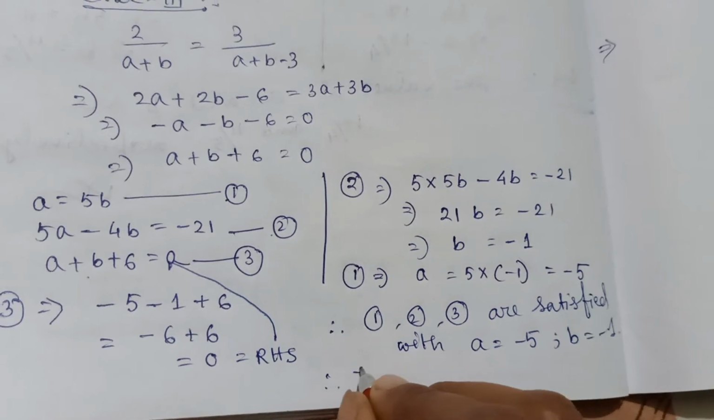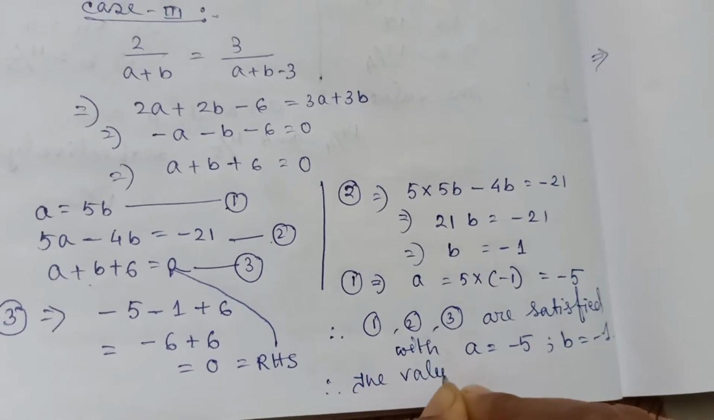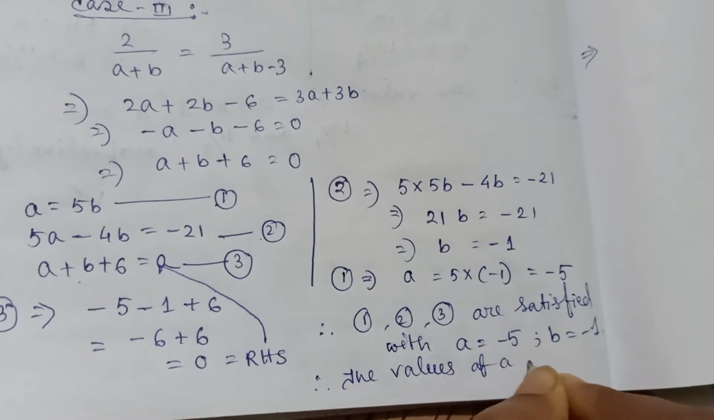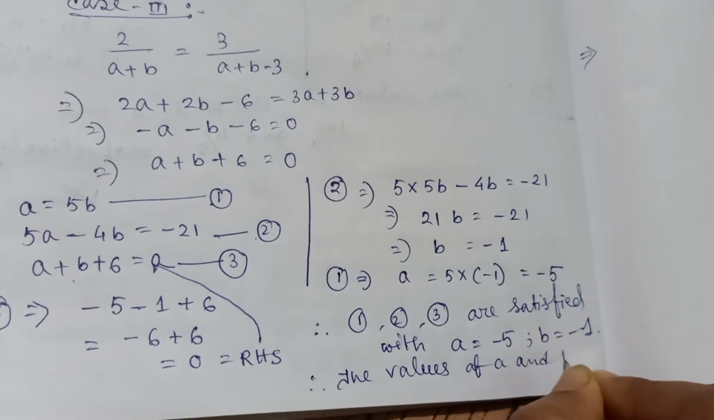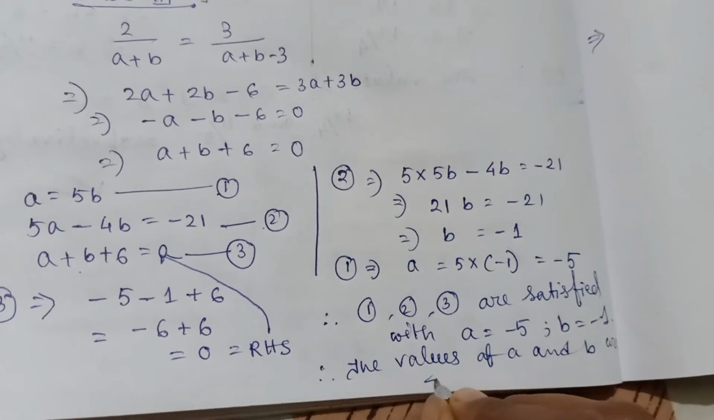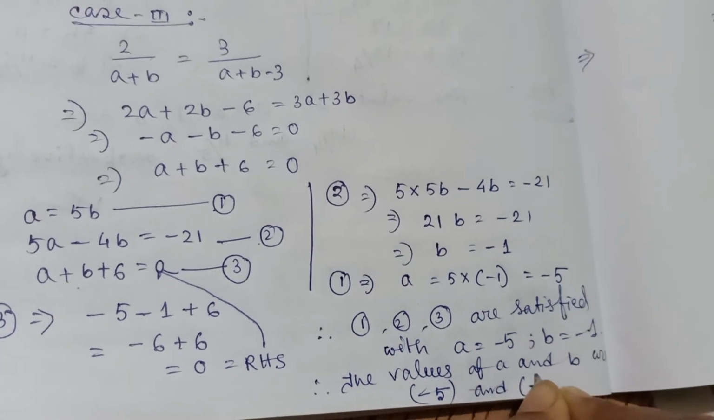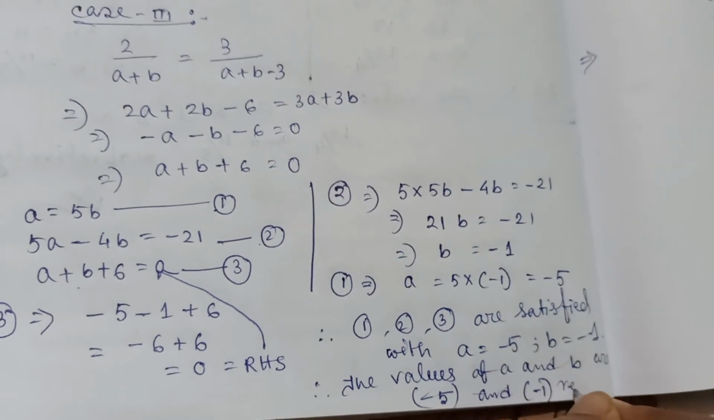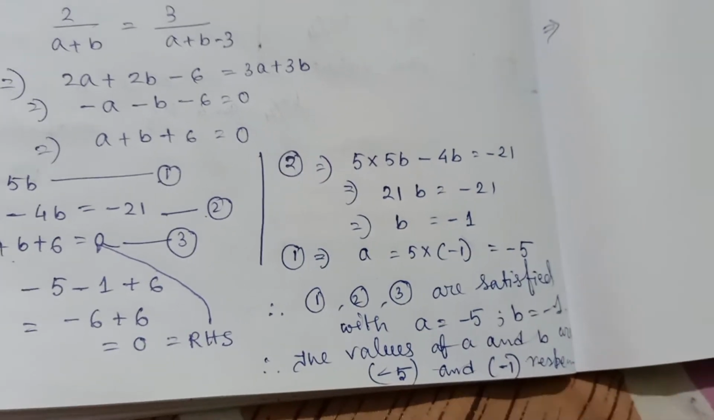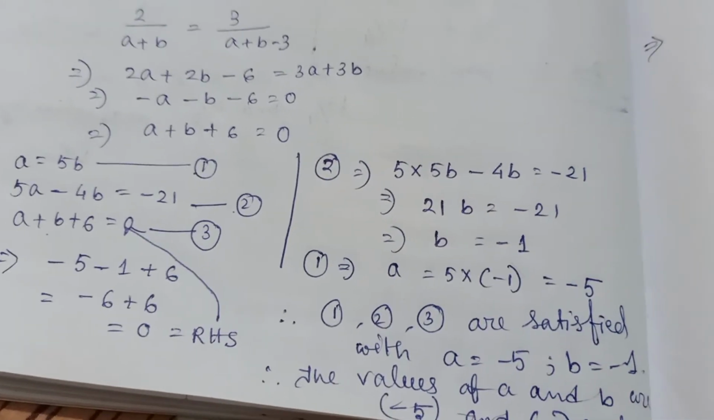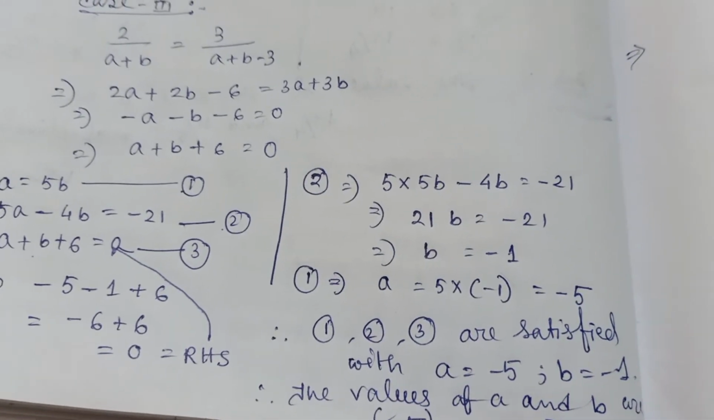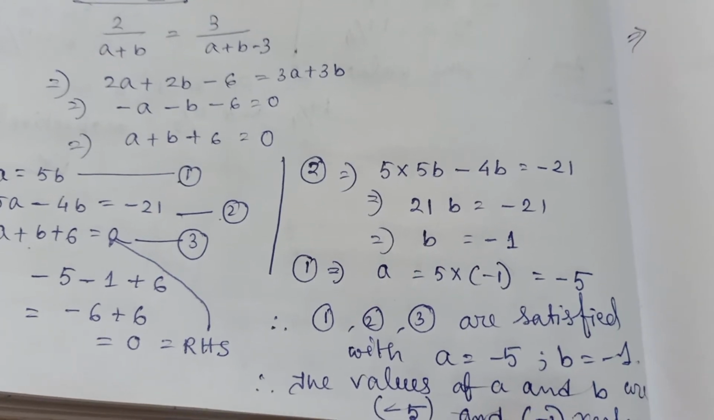Therefore the values of a and b are minus 5 and minus 1 respectively. Okay, so this will be the answer line, and after writing this your sum will be finished.